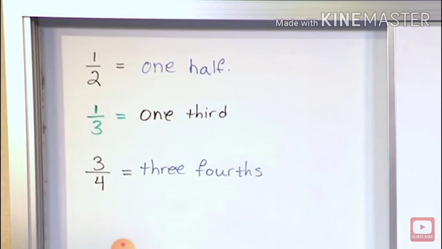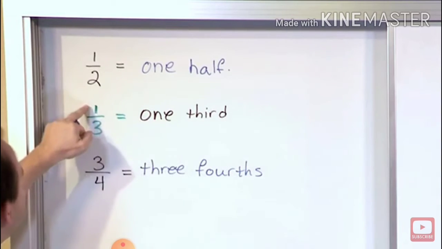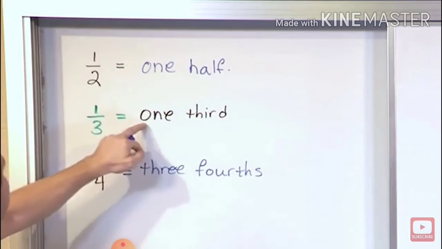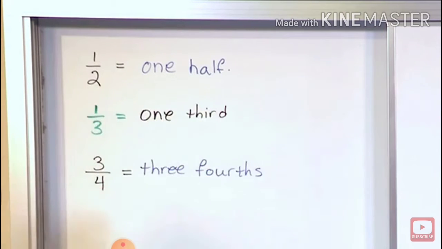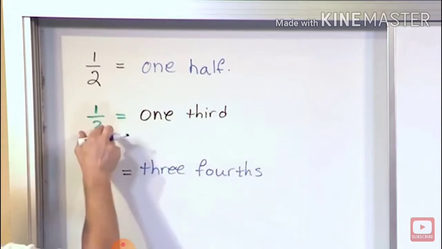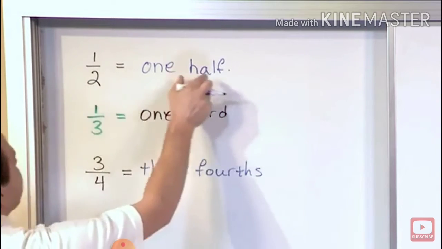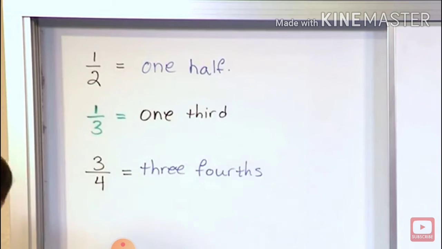So you should see a pattern by now. The first thing you write down is what the top is, right? So 3 here, 1 here, 1 here. The second part is basically what the bottom is. So 4 turns into fourths, 3 turns into thirds, and 2 turns into half, like that.